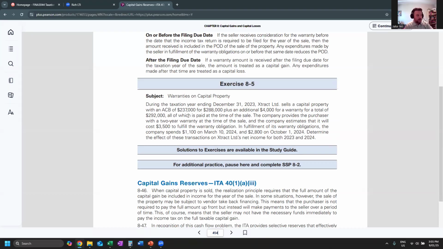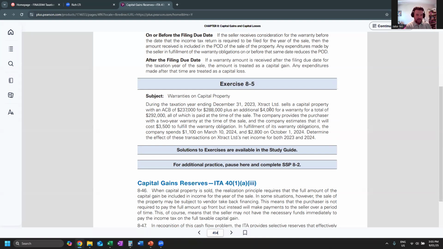The company provides the purchaser a 2-year warranty. It estimates $3,500. We're not too concerned about that, but we care about what did we spend. To fulfill the obligation, the company spent $1,100 on March 4th, 2024. The sale was December 31st, 2023. So it's very likely we haven't filed our tax return yet. And if this is a business, the tax return's not due until the end of June. So our March 2024 date was before our due date. So we are going to reduce our proceeds by the money spent.